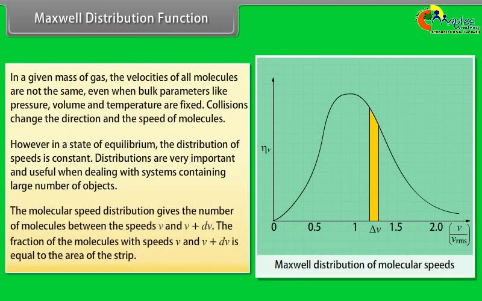The molecular speed distribution gives the number of molecules between the speeds v and v + dv. The fraction of the molecules with speeds between v and v + dv is equal to the area of the strip.